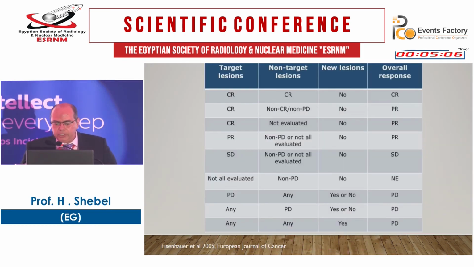This is the table which summarizes the different scenarios. You can use it for overall response and assessment of any lesions. But remember, appearance of any new lesions in any situation means progressive disease, even if you have significant reduction of your target lesion.